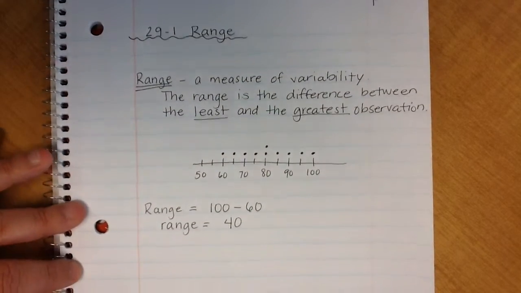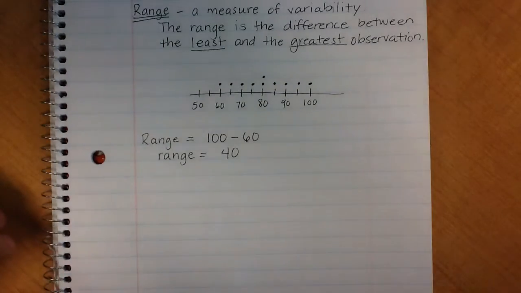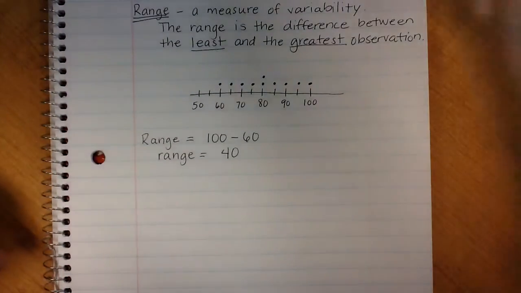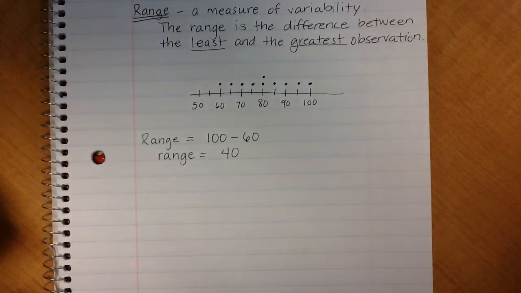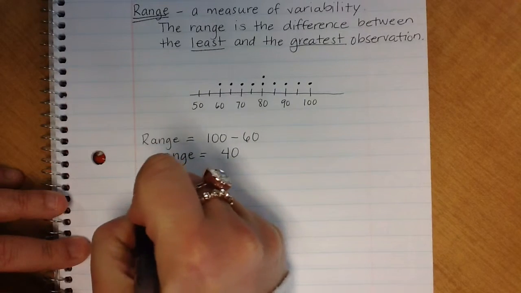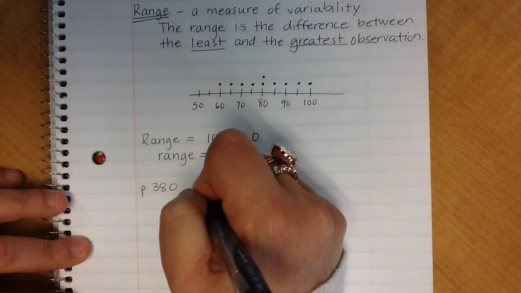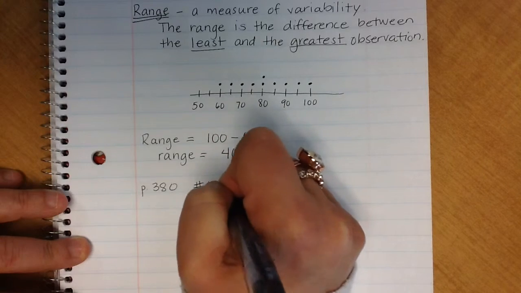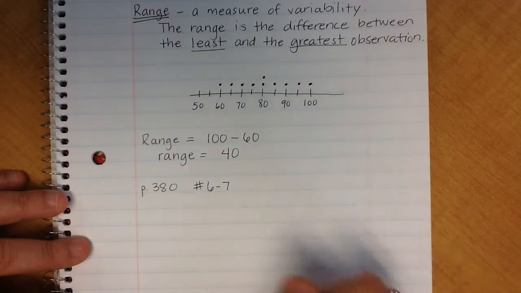I want you to go ahead and turn in your book to page 380. So if you can turn in your book, page 380. And I'd like you to try the check your understanding problems, numbers 6 and 7. And you can do those in your notebook. Those will be your 2 examples.